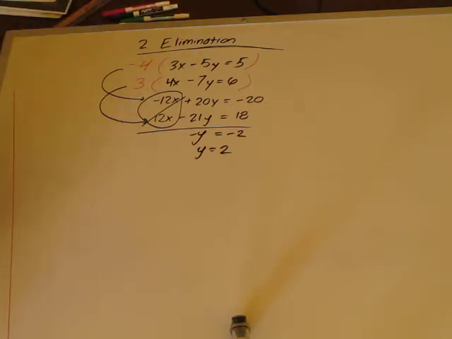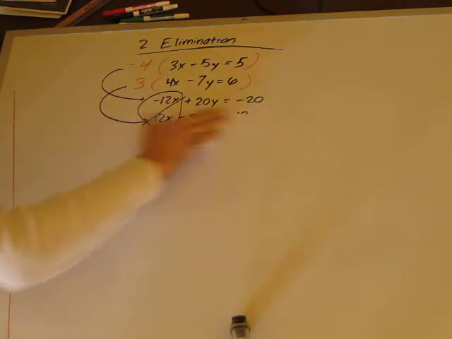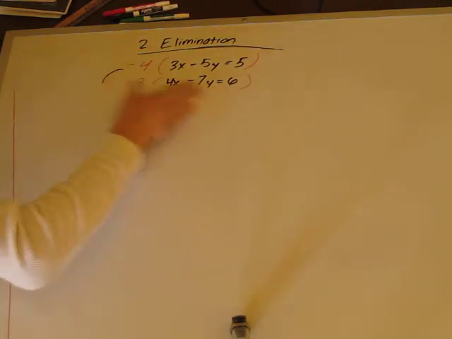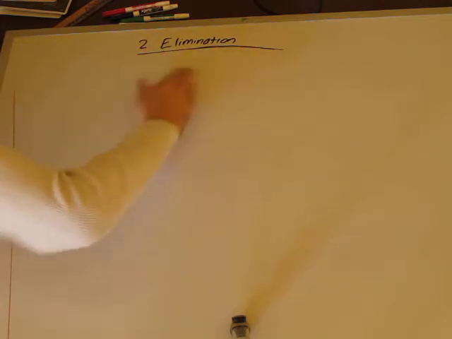I just wanted to show you that because we've been working with equations where you only have to multiply one of the equations by a constant. This is where we had to multiply both. So that's just one example.